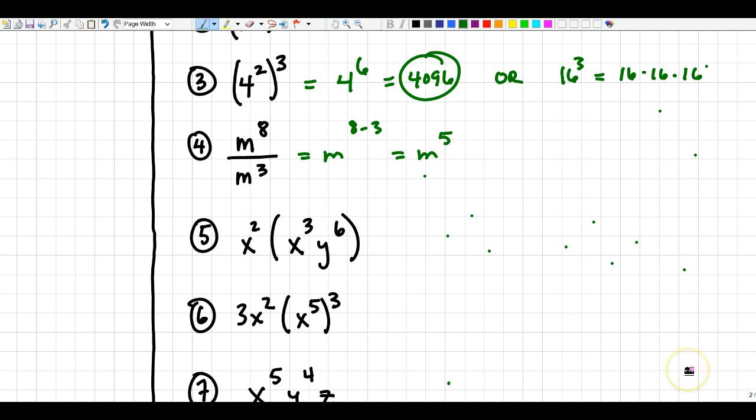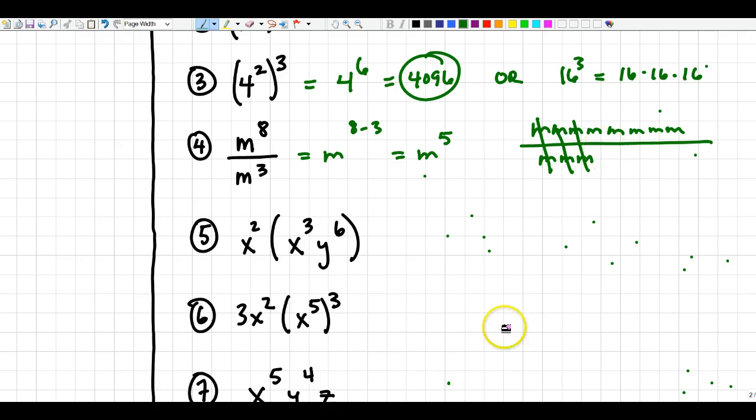Let me show you visually how that works. If you have 8 m's on the top, and you have 3 on the bottom, m divided by itself will cancel or make a 1. And so when I cancel those out, that leaves me 5 m's on the top. So again, if you forget the rules of the property that they should be subtracted, you can simply write it out without using the powers, and you'll be able to see the answer pretty easily.